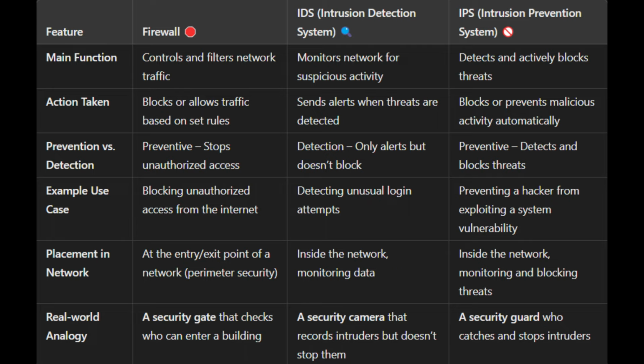Basically, like I said previously, a firewall is a security gate, while an IDS is like a security camera, and an IPS is like a security guard that, when an intruder comes in, can question the intruder and ask who they want to see, why they are here, and all of those. I'm just doing a comparison between firewall, IDS and IPS side by side. So that's it.